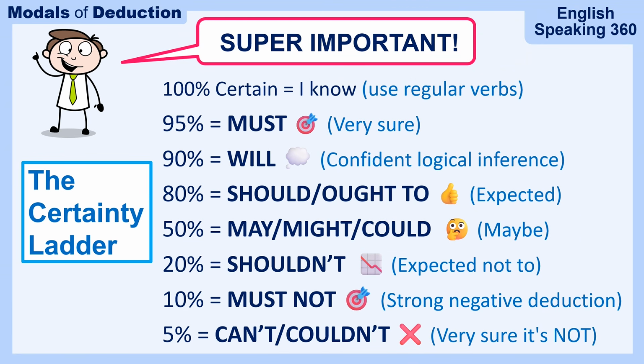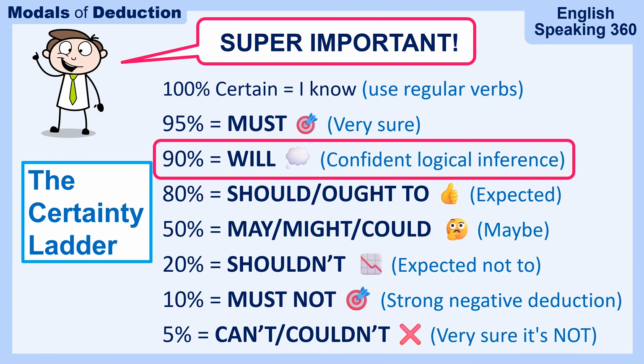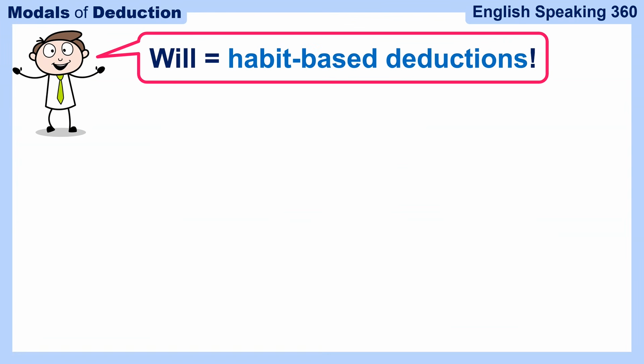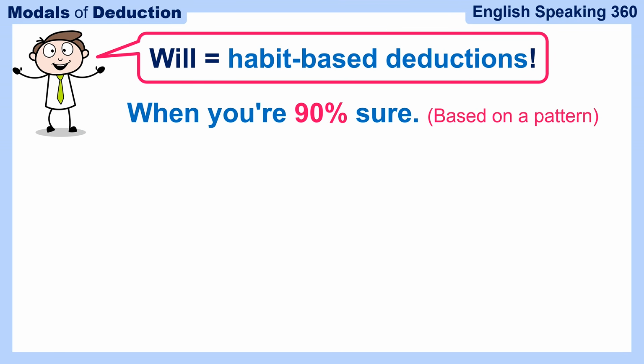Now let's get back to our full ladder. I'm going to get into the more difficult ones now. Let's go with will, 90%. Will for confident logical inference. Will is used for habit-based deductions, and we use it when we are 90% sure, but when your deduction is based on a pattern. This is super important right here. So will is not used as a regular modal verb of deduction. It is used when you have a pattern, not evidence, just a pattern.